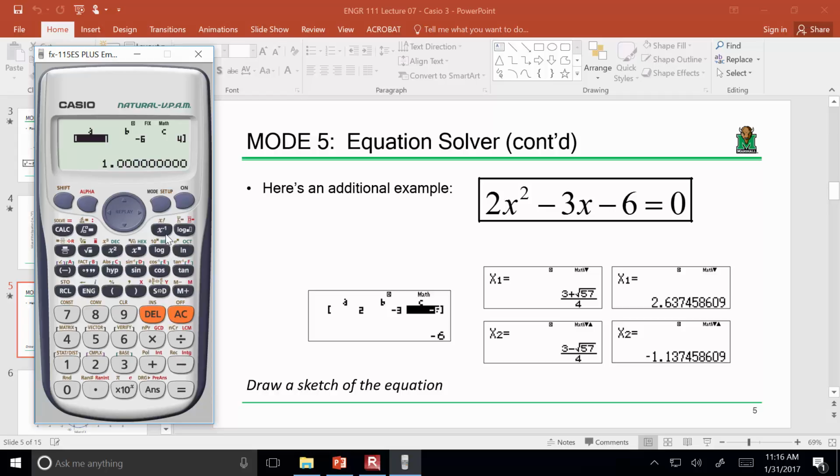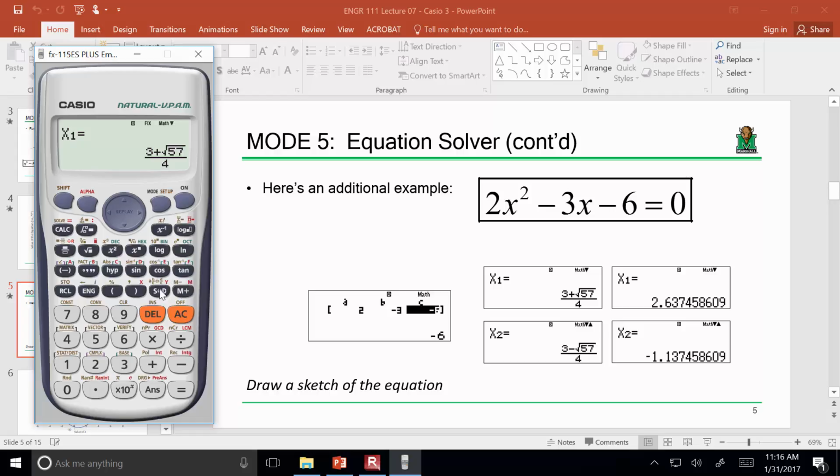All right, if we've already been in mode 5, all we have to do is push the equal key and it will take us into the editor where we can start putting in the numbers. If we weren't in mode 5 already, we can make sure that we're in the right one that we want to be in. So mode 5, and this is going to be a quadratic equation, so that's option 3. I'm going to put in 2 for A, minus 3, and minus 6.